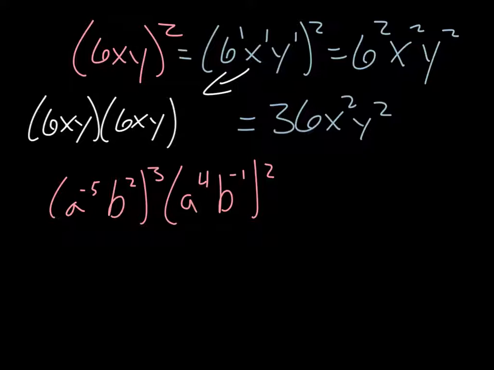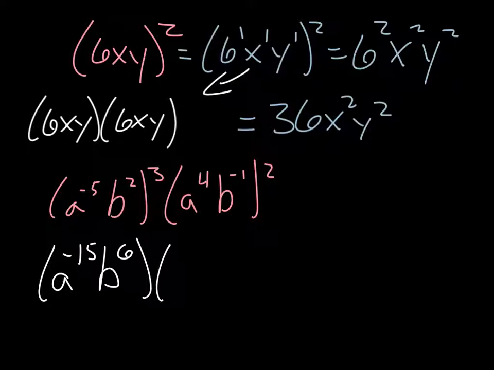We're raising a power to a power. Would you subtract them or multiply them? Well, what's the rule for the power to the power? You multiply. So let's do the same thing then. So this one is a to the what? Negative 15. B to the 6. All right, now let's do the same thing on this one. We can do it at the same time. This is a to the 8, and then e to the negative 2. Okay, is that okay?